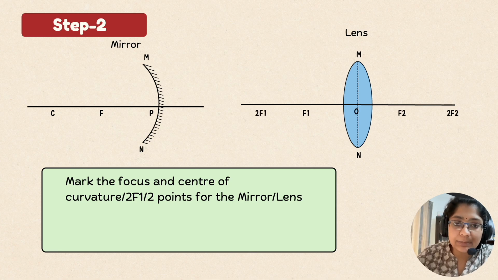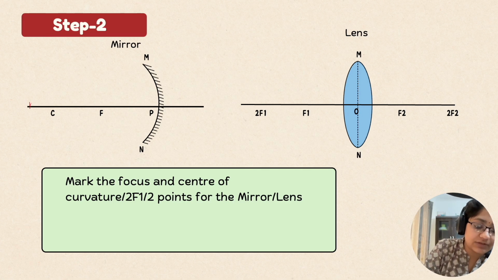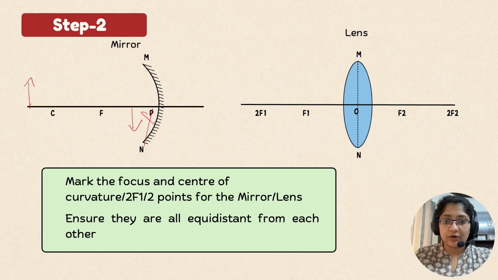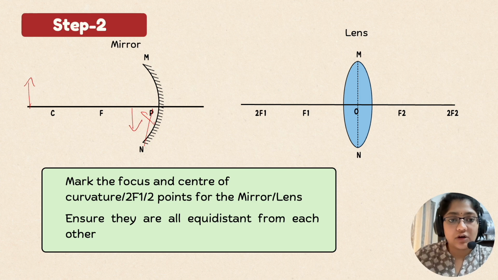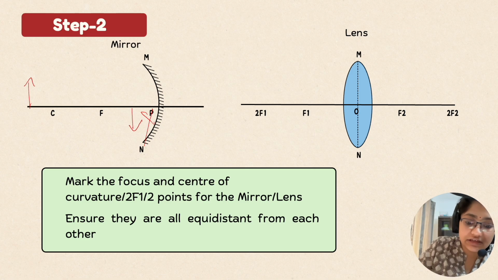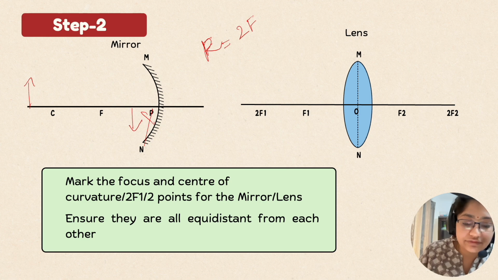Now the next step is one of the most important steps where you will go wrong if you do not get this properly done. Your image will not align properly. That is, you might have your object beyond C, but you might get your image somewhere between C and F, which is not theoretically correct. What we do to avoid this is to ensure that all these points are equidistant from each other. That is, as per the theory, you have learned that radius of curvature is equal to twice the focal length.